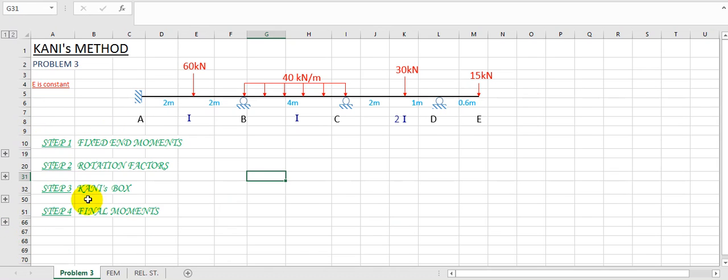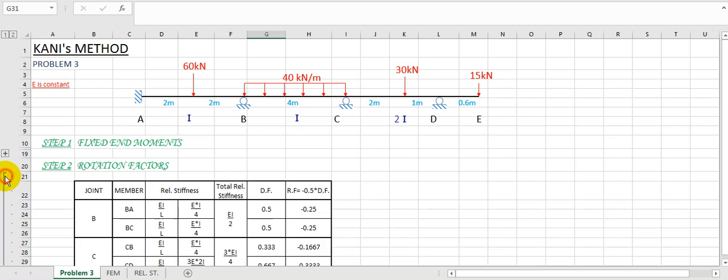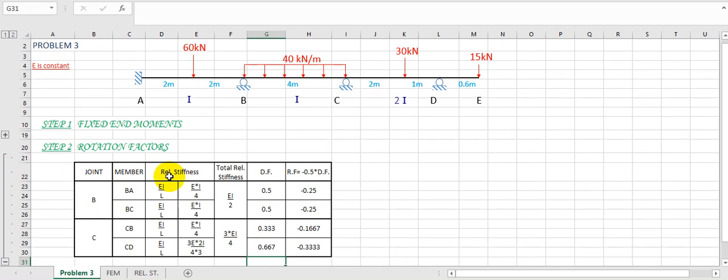Now we'll go to step 2, that is rotation factors. If you have already done the moment distribution method, this is very easy for you. We'll just write the joints, the intermediate joints, whichever are there. So in our case, the intermediate joints are B and C only. D is not considered as an intermediate joint. It will be considered as an end joint. So B and C are my intermediate joints. Connecting members are BA and BC to joint B, and CB and CD to joint C.